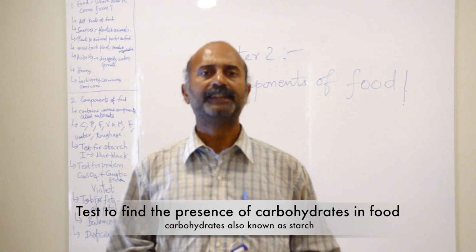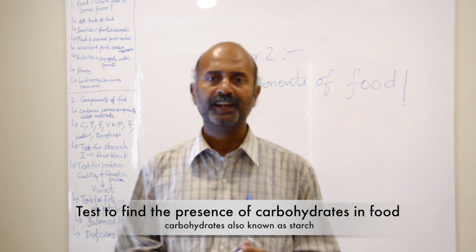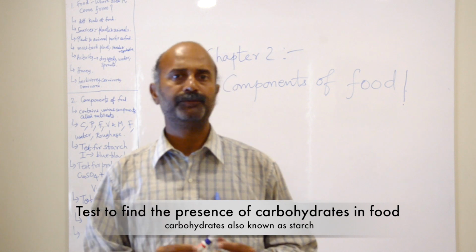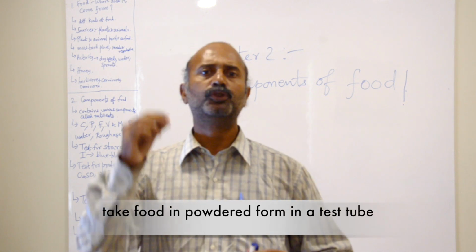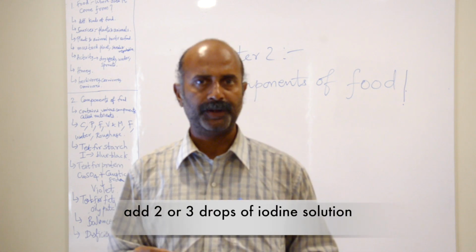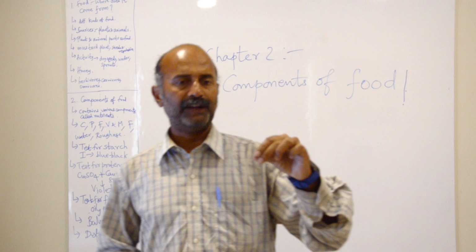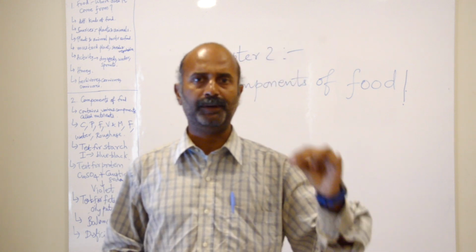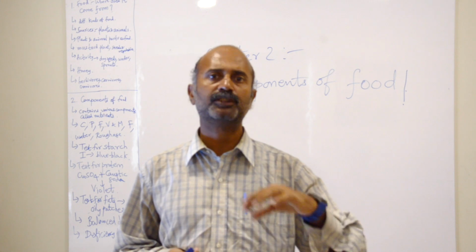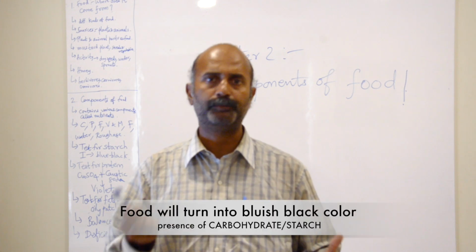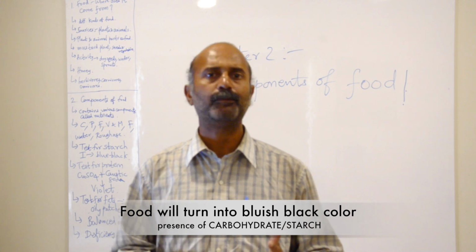Now how will you test whether a carbohydrate is there in the food which you are eating? What you do is you take the food in powder form in a test tube and put 2 or 3 drops of iodine solution. After putting it down, just wait for a few minutes, maybe you can shake a little bit. After a few minutes, if the food turns bluish black in color, that means the food has starch, also known as carbohydrates.